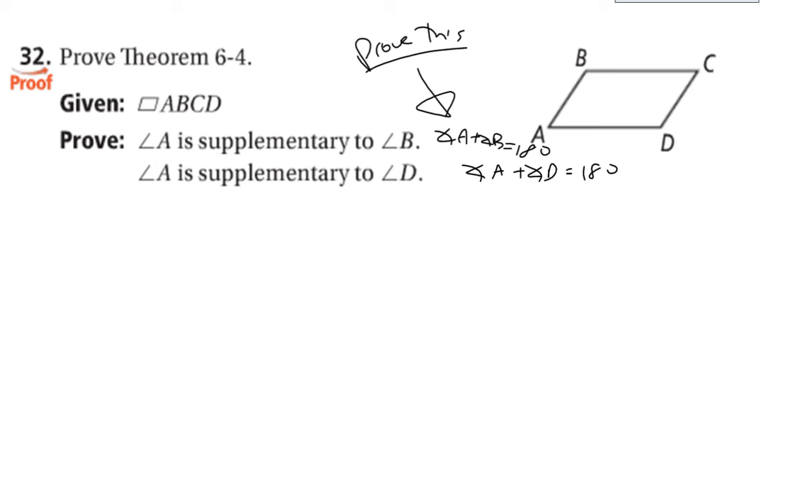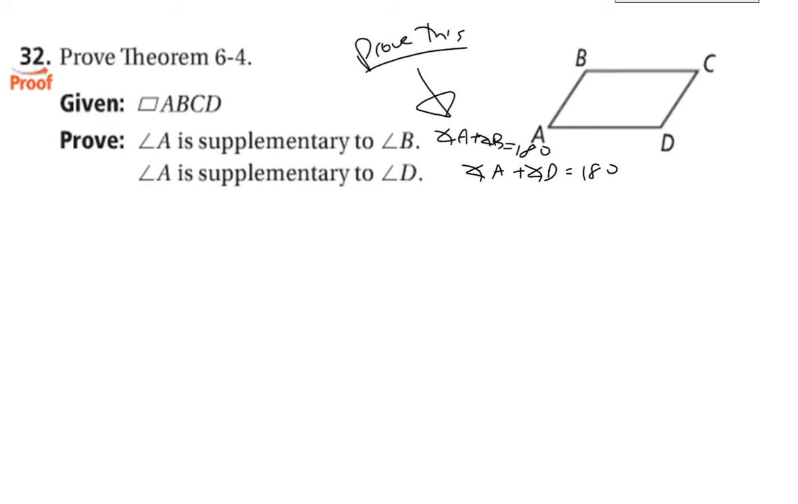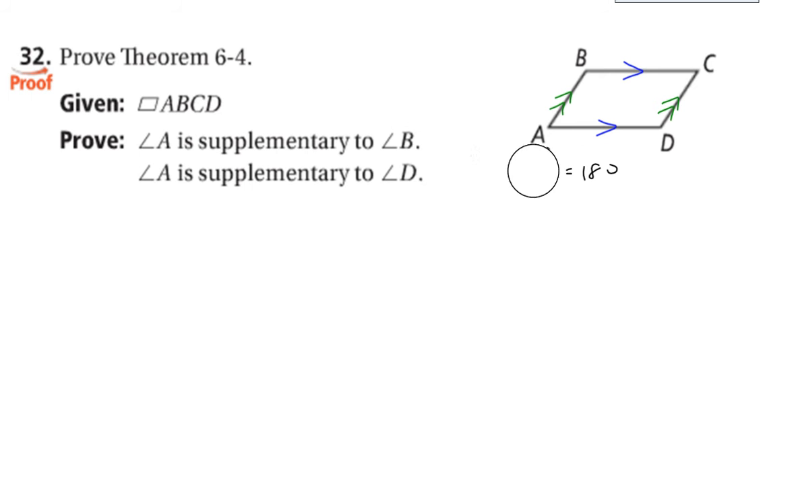So we're going to use the definition of a parallelogram. So what is the definition of a parallelogram? We said it before. It is a quadrilateral where both pairs of opposite sides are parallel. That is the definition, which means that BC is parallel to AD, and it also means that BA is parallel to CD.